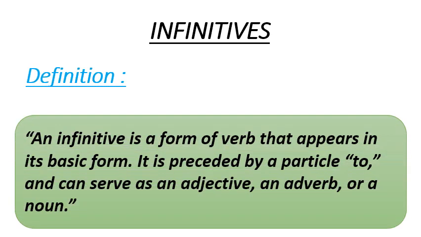let's see what the meaning of infinitives is. An infinitive is a form of a verb that appears in its basic form. It is preceded by a particle to, or we can say the basic form of a verb that usually follows to is called an infinitive, or it can serve as an adjective, an adverb or a noun. It is used to express an opinion, purpose, object or reaction, and questions who, what and why.